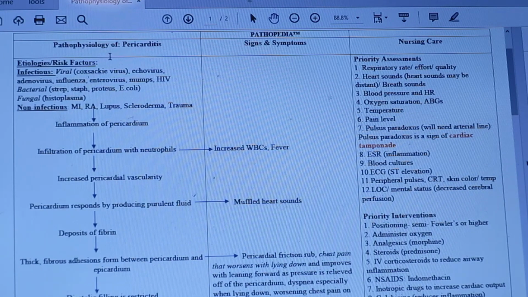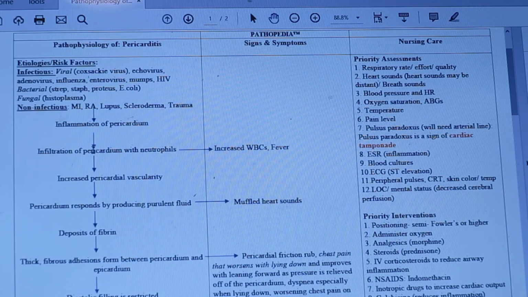How pericarditis forms within the body, what is going on inside the body at the cellular level that leads to the development of pericarditis. Then the next column is the signs and symptoms that you're going to see as a result of the pathophysiological process that is taking place within the body. And then the final column are the priority assessments and the priority nursing interventions for pericarditis. So let's just look over here at the first column.